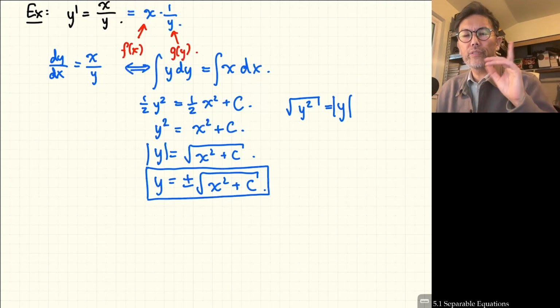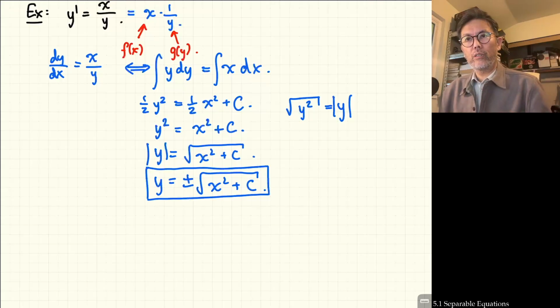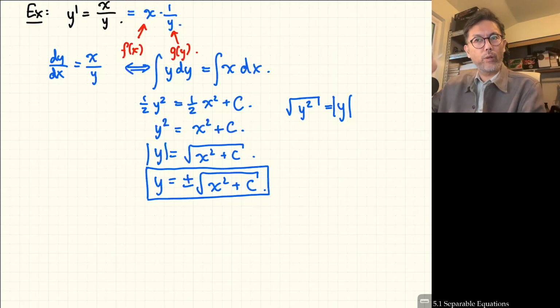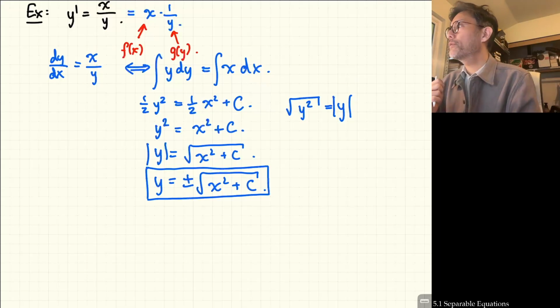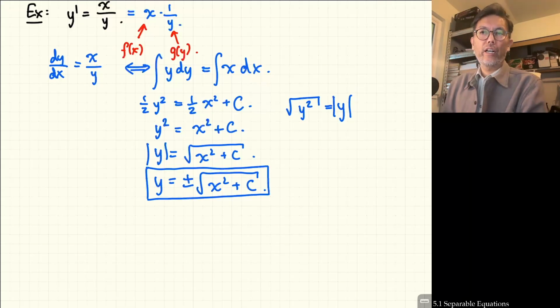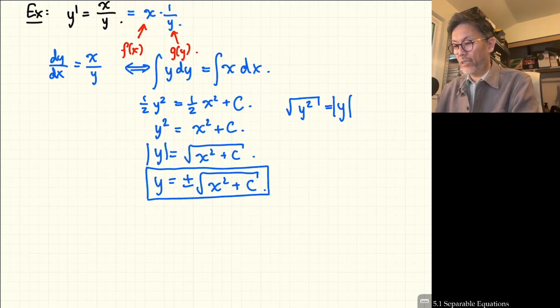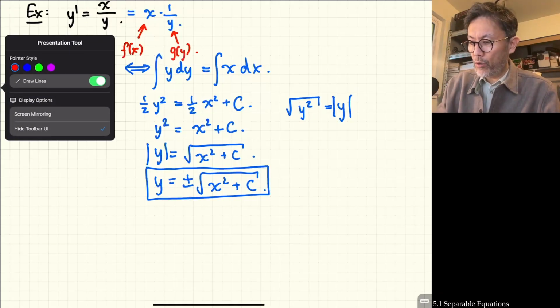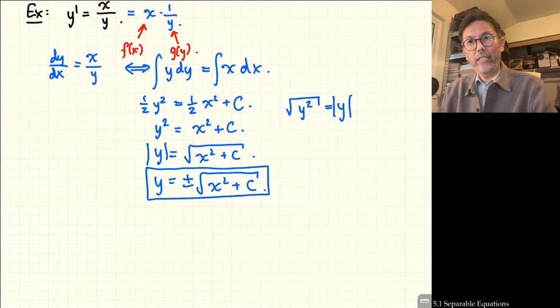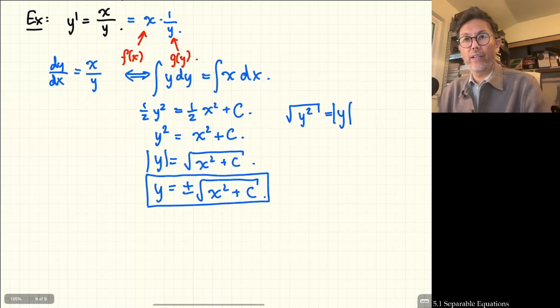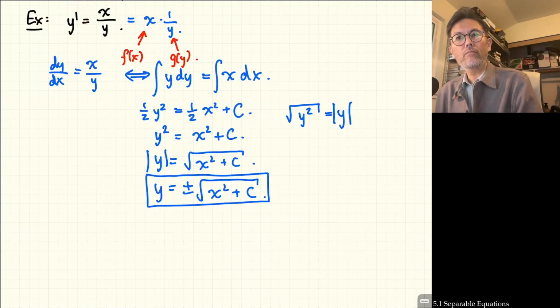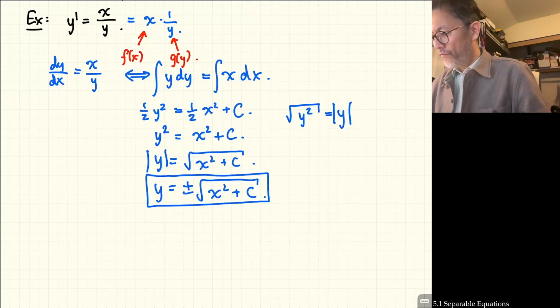So for each choice of c, in fact, we have 2 solutions. We have the plus square root of x squared plus c and the negative square root of x squared plus c. Okay, those are both solutions to this differential equation, which, by the way, you can always check. Just put this expression back into the original equation here, and check that this really is y prime, right? Okay, all right, very good.